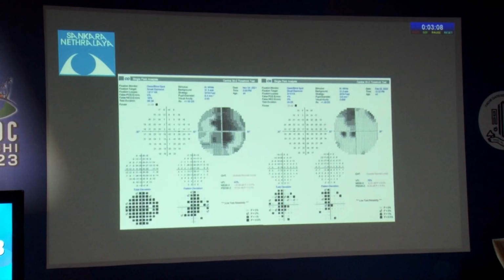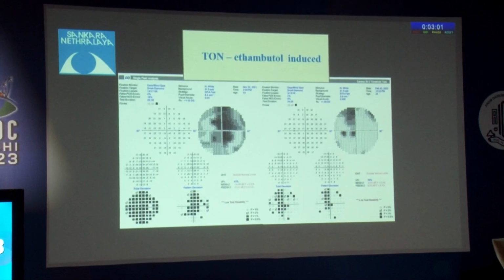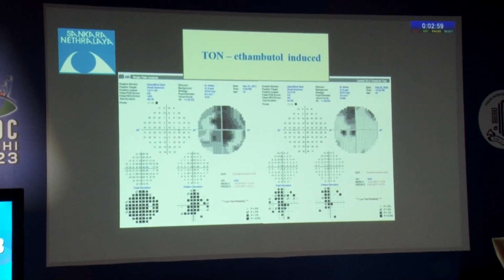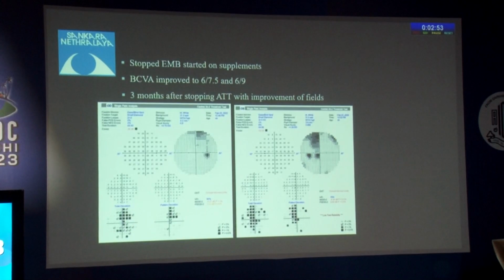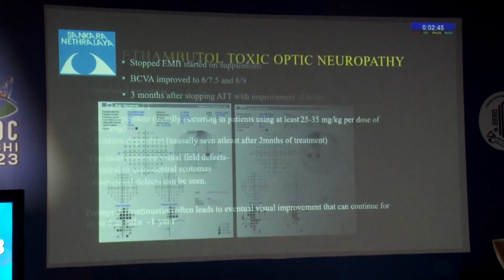And this is her visual fields. You could see a dense centrocecal defect, predominantly in the temporal quadrants. And yes, that's a toxic optic neuropathy secondary to ethambutol. So ethambutol toxicity is quite common and it gets missed also. We stopped the ethambutol and her vision improved within 3 months to 6/7.5 to 6/9 in both the eyes, along with improvement of the visual field.